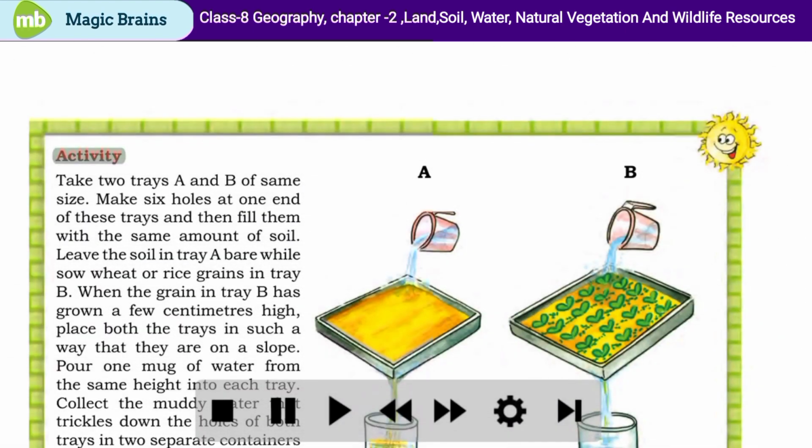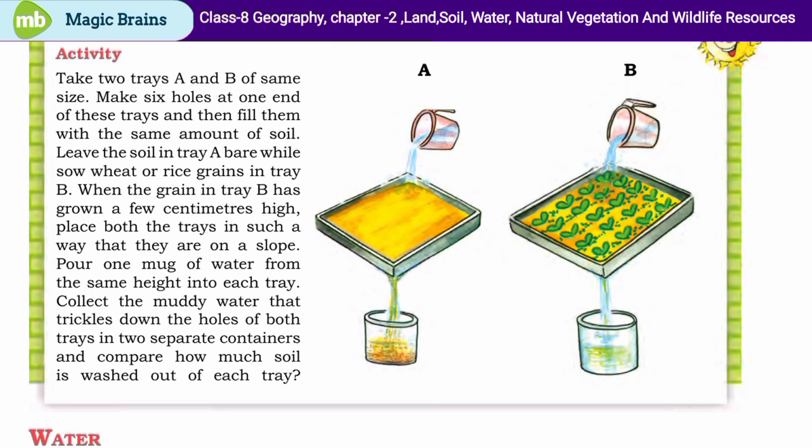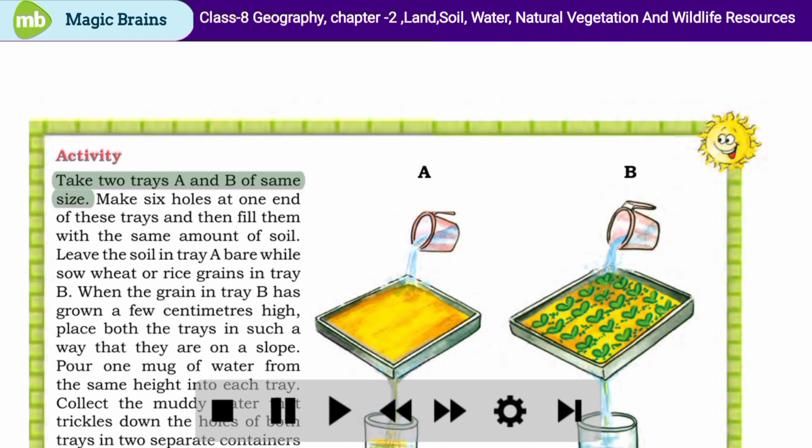Page number 13. On the page there is a green box which reads Activity. There are 2 diagrams given, diagram A and diagram B, which depict the activity written in the box, which reads: Take 2 trays A and B of same size. Make 6 holes at one end of these trays and then fill them with the same amount of soil. Leave the soil in tray A bare, while sow wheat or rice grains in tray B.